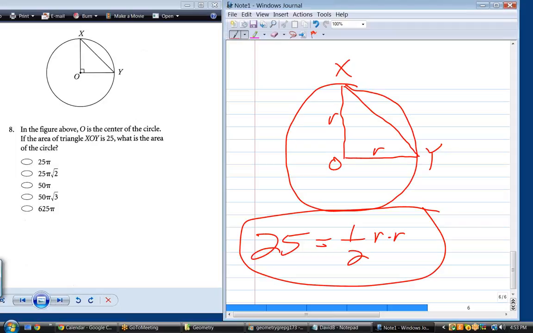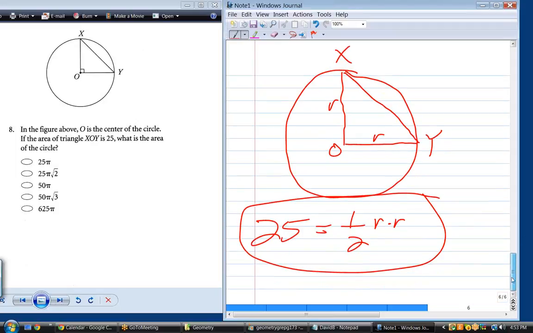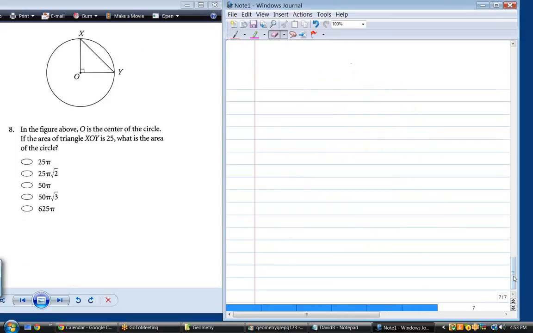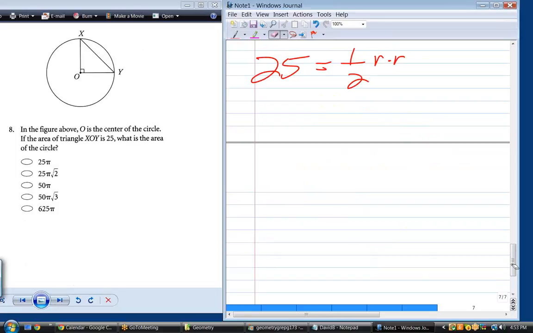Now, apply your algebra and solve for R. 25 equals R. Hold on. What's the first step here? Well, you could go about multiplying both sides by 2. So 50 equals R times R, which is what? That's R squared. Right. So then you get 5 root 2 equals R.